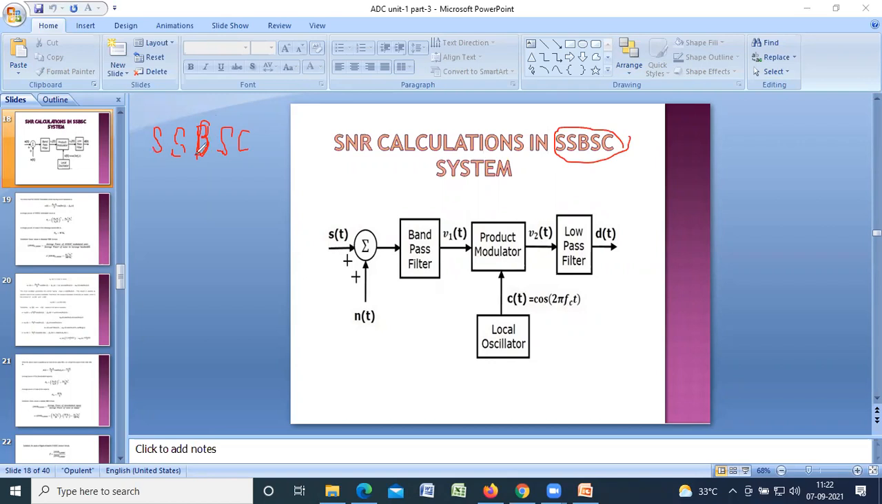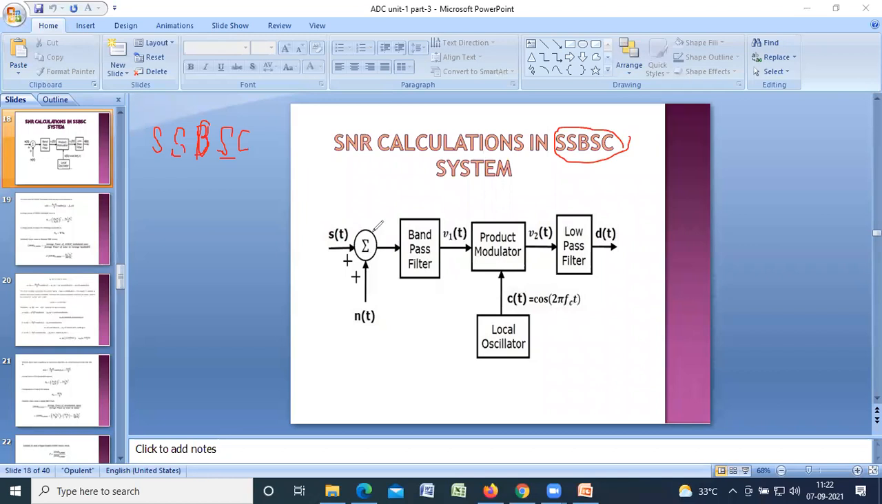Because in AM wave we have two sidebands, upper and lower. Higher sideband is USB, the upper one, and the lower one is LSB. And the third one is carrier. Carrier frequency component is also suppressed in this.